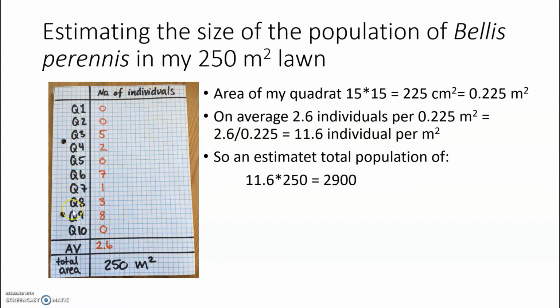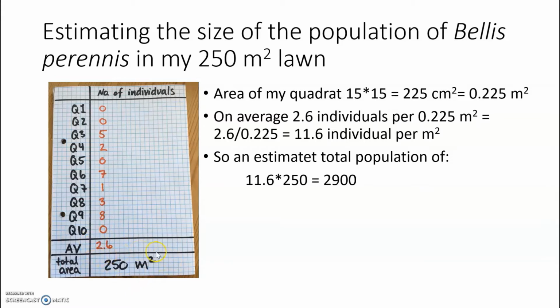So this was the first set of data that I collected out on my lawn. I had 0 of this flower, this Bellis perennis, in the first quadrat that I tossed, and 0 in the second, and 5 in the third, and 2, and so forth. So the first thing I do is calculate an average. I found on average 2.6 individuals per quadrat. This number I'm going to need a little bit later.